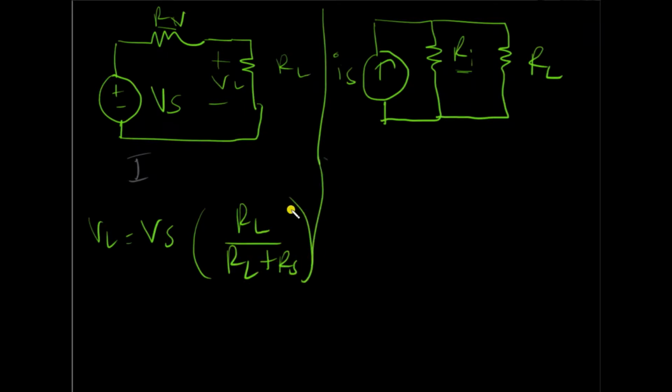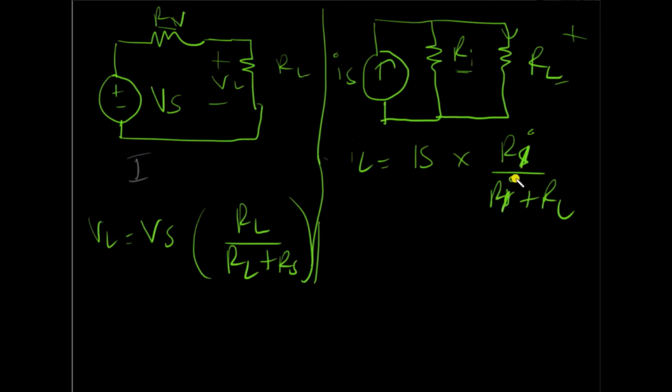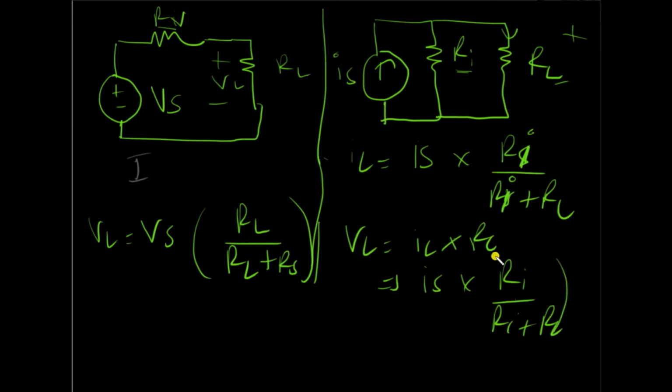You can just go back to the lecture if you don't get it. So now if I need to find VL for this circuit, let's just apply the current division rule to find the current. IL would be Is times Ri divided by Ri plus RL. So this is the current division rule, and so VL would be IL times RL, and that would be Is times Ri divided by Ri plus RL, and this multiplied by RL.